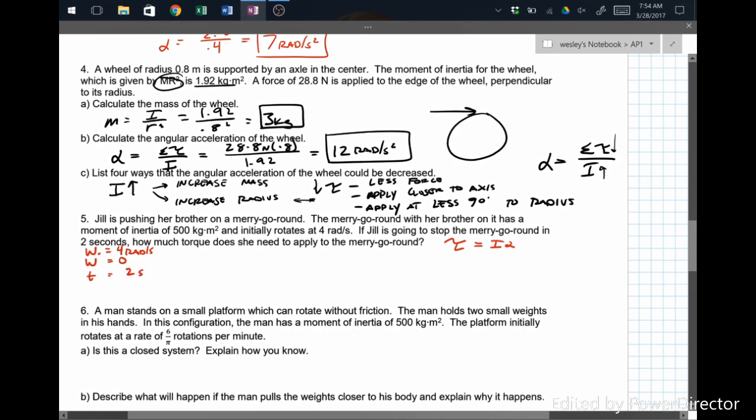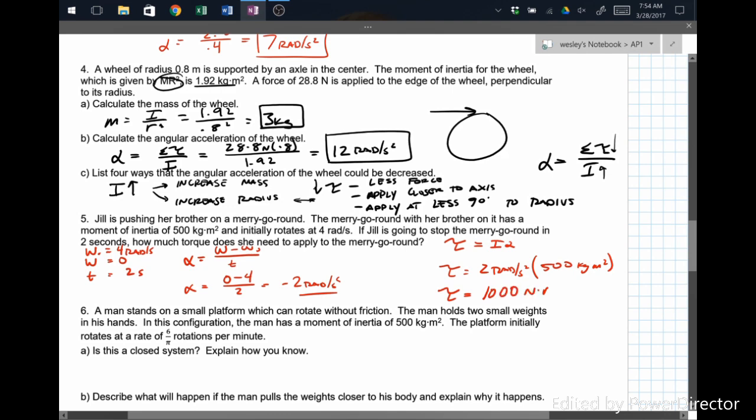All right, so using that, alpha is going to be the change in omega, so omega final minus omega initial over the time. So alpha is going to be 0 minus 4 divided by 2. Alpha comes out to be negative 2 radians per second squared. So my torque is going to be 2 radians per second squared times 500 kilogram meters squared. We put all that in, and my torque comes out to be 1,000 Newton meters.